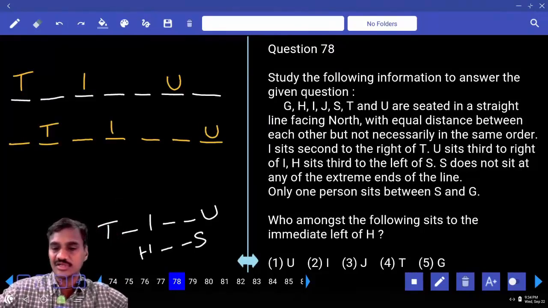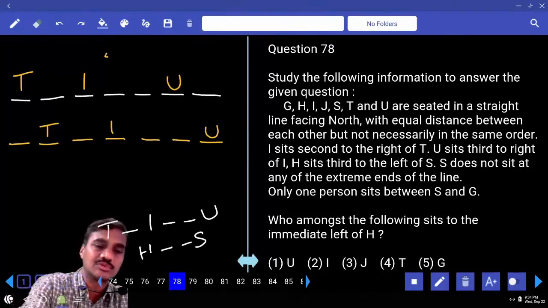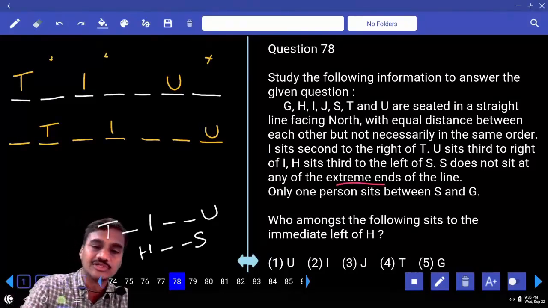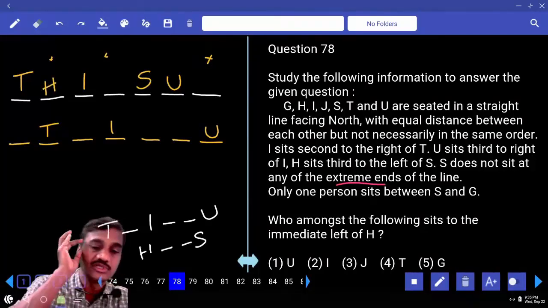Now between H and S, H sits third to the left of S. S cannot be at this place, cannot be here. Could S be here? It also cannot be, because S is not at the extreme ends of the line. Hence what is the only possibility? S is here. If S is here, 1, 2, H will be at this place. It fits.